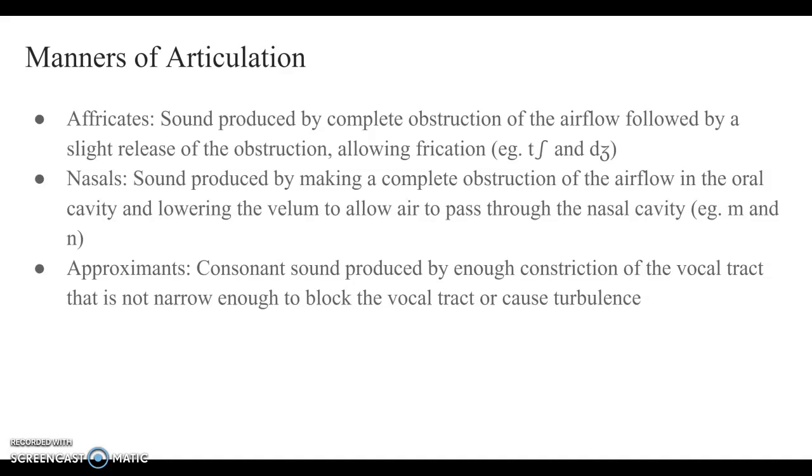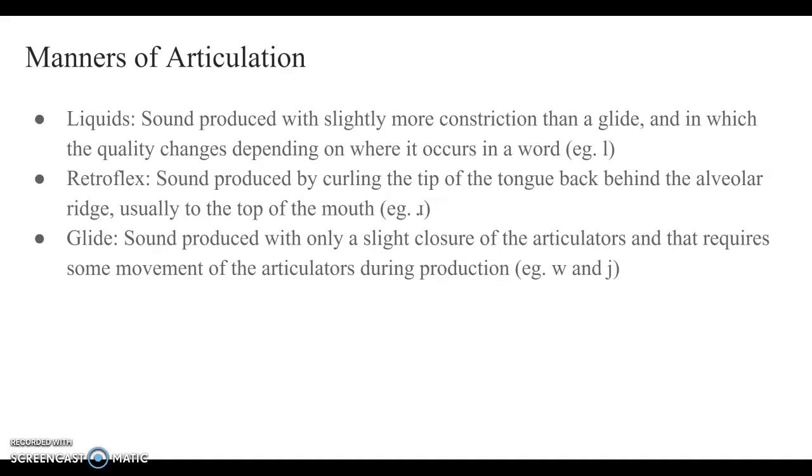And we have more manners of articulation. The affricates are sounds produced by complete obstruction of the airflow, followed by a slight release of the obstruction, allowing affrication. And nasals, sound produced by making a complete obstruction of the airflow in the oral cavity and lowering the velum to allow air to pass through the nasal cavity. And approximants, consonant sounds produced by enough constriction of the vocal tract that is not narrow enough to block the vocal tract or cause turbulence.